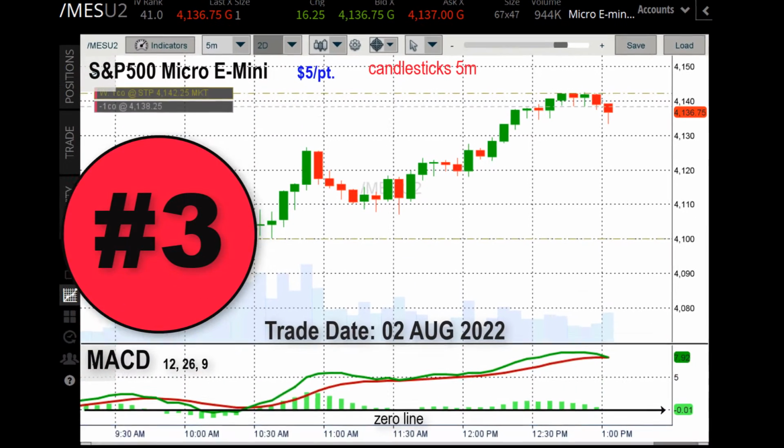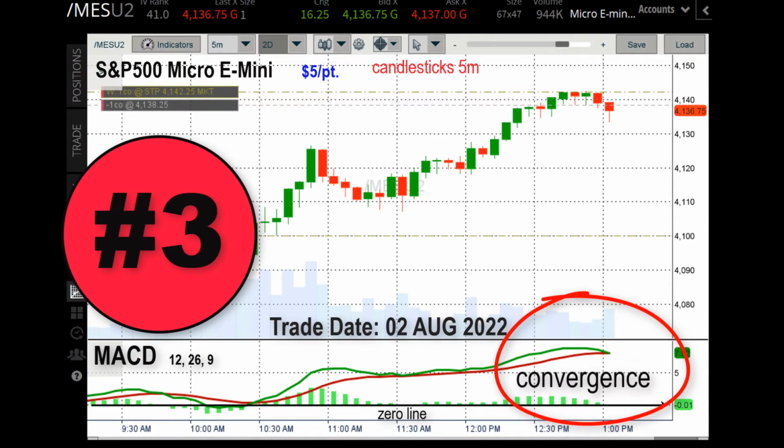And number 3, look in the red circle. The green line and red line are converging. It looks as though the green line's going to go below the red line, which is a signal of a possible price reversal. No guarantee, just a signal.